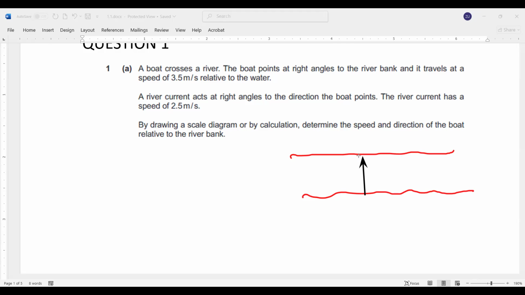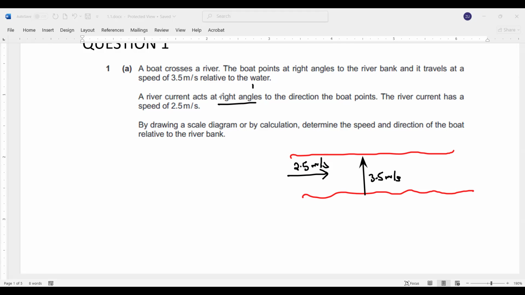And what speed is the boat moving at? The boat is moving at a speed of 3.5 meters per second. Then they mention a river current at right angle. Right angle means perpendicular. So there is a flow of the water, or a river current, that is perpendicular, or 90 degrees, to the motion of the boat. So the river is flowing in this direction. It can be any direction, as long as it's perpendicular. That is 2.5 meters per second.